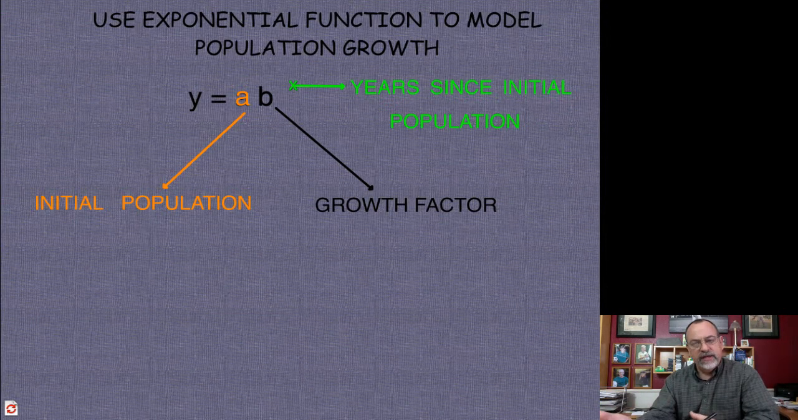When we look at data, whether it be in a table, or a list of ordered pairs, or even on a graph, if I find where x is 0 and I look at the y value that's produced, then that's going to be the initial population. So A represents the initial population. The x variable is where I'm going to put the different amounts of time that have passed since we began the study, or since the initial population.